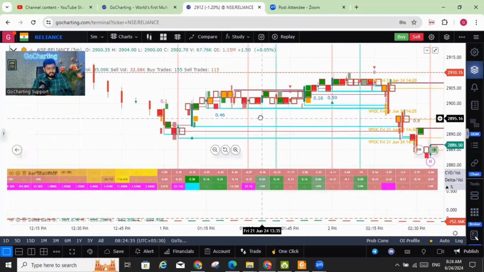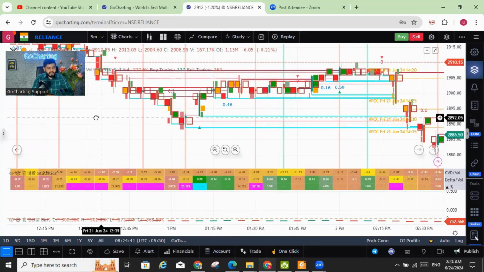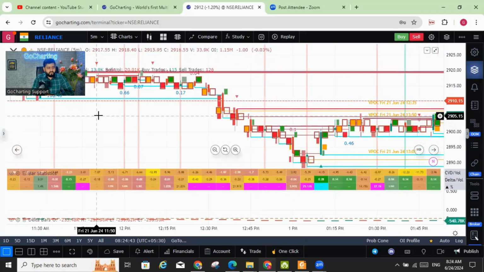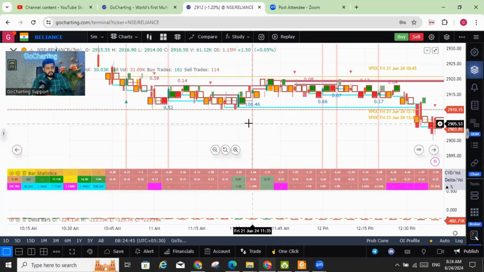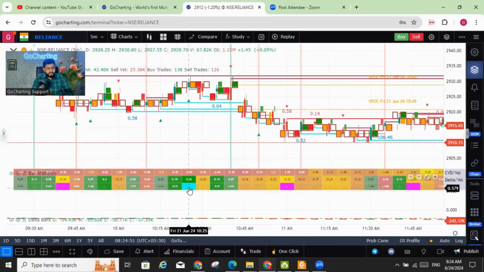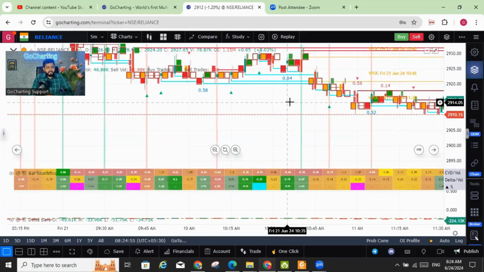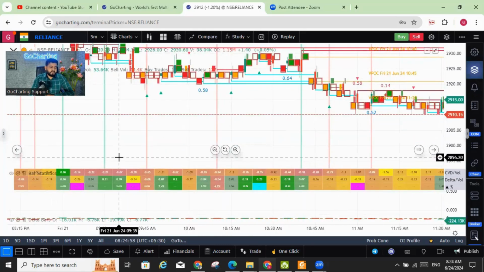Here, if you see lots of these kinds of colors, at this particular level the market has reversed. Of course, some tuning is required with this concept, but it works very beautifully. See here, lots of big delta percentage and the market has reversed downside. So you can do a lot of back testing with this option.